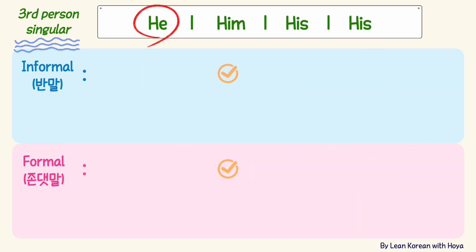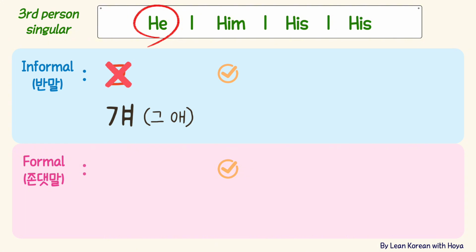Let's move on to third person singular. Although the textbook tells you to use 그 for the pronoun he, just like 당신, we don't actually use this word in real life conversations. So instead of this word, you could use 걔. And this is a short form for 그애.